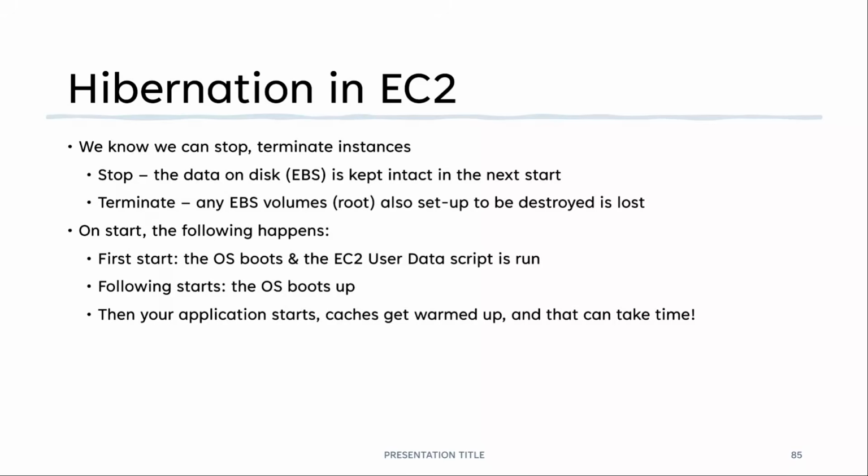On the first start, the OS boots and the EC2 user data script is run, basically whatever script you place in the EC2 user data part. On the following starts, the OS boots up, because after the first time the user data script doesn't run again. Then your application starts and caches get warmed, and that can take time, right? Because on every start your application is not running. As your OS boots up, you have some kind of script that starts up your application, so your application needs some time to actually start up, and it can take some time.